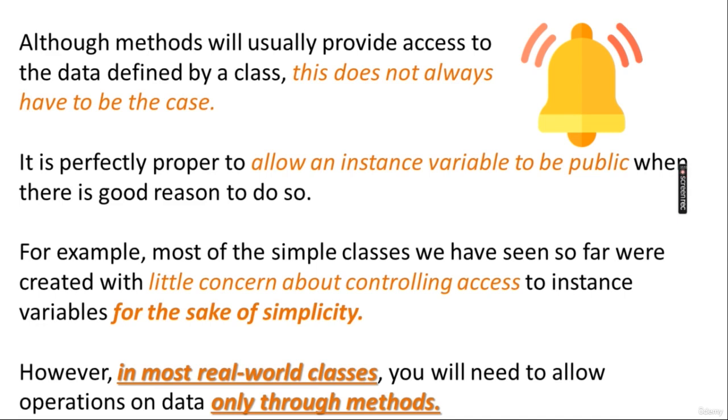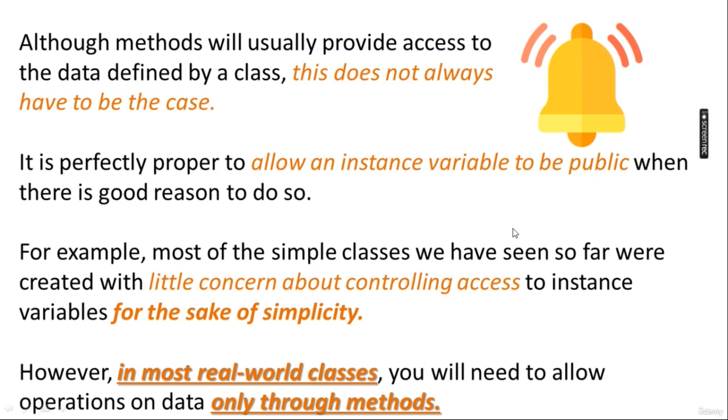Methods will usually provide access to data, but not every time this is possible. It is perfectly proper to allow an instance variable to be public when there is a good reason to do so. So declaring public variables is okay. Not every time do you need a private variable; you can declare them public also when there is a good reason to do so.